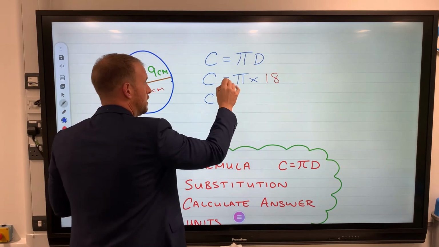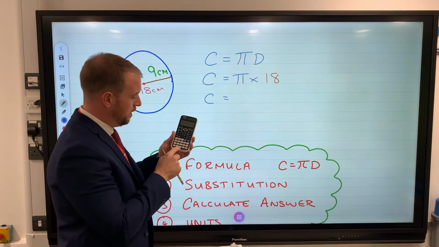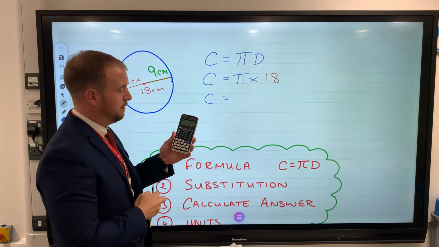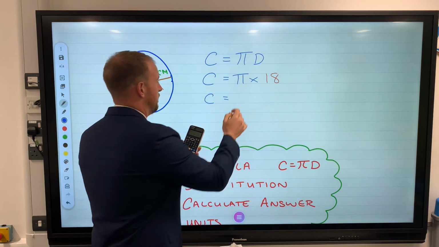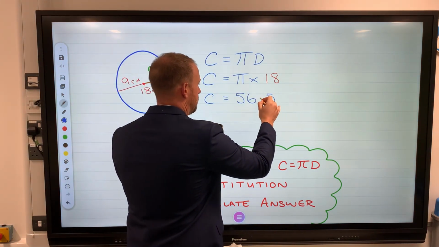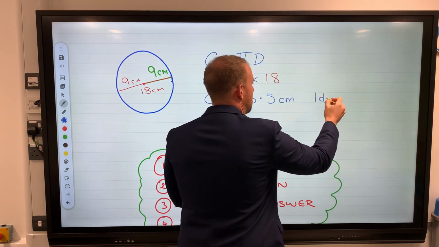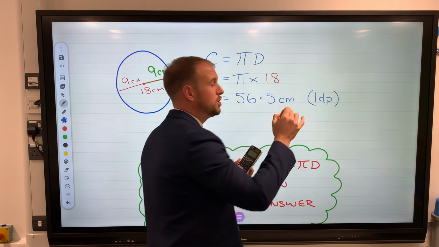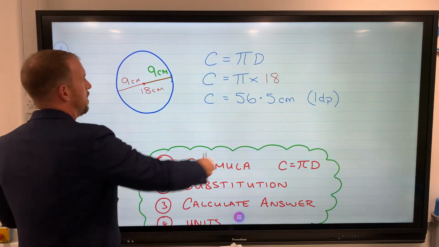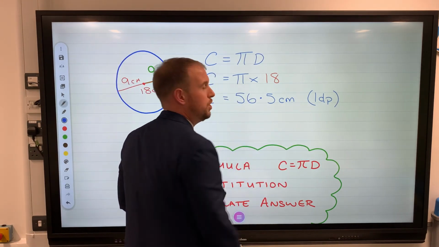So formula, substitution, our answer then would be pi times 18. 18 pi, press S to D, to have 56.5 centimetres to one decimal place. Remember, it's not centimetres squared because it's not area. Remember, it's a length. So formula, substitution, answer, and there are your units.